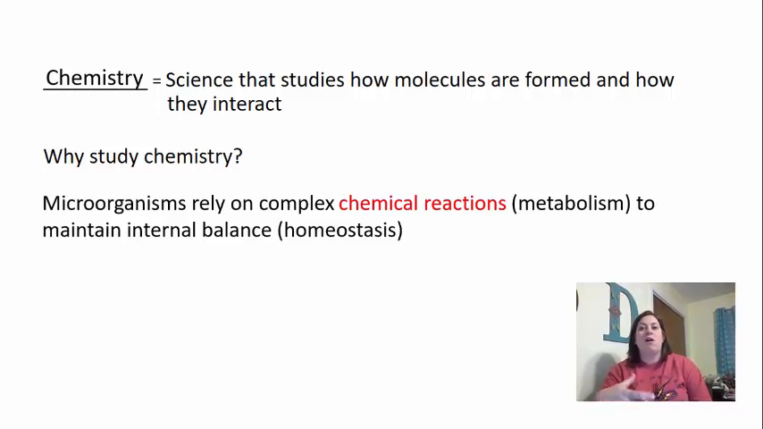Metabolism is known as all the chemical reactions that an organism does. This is to help maintain internal balance within the organism. This is known as homeostasis. So this is why it's important for us to study a little bit about chemistry in order for us to understand metabolism and how organisms, as well as ourselves, maintain a type of homeostasis.